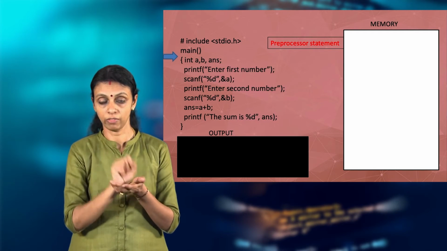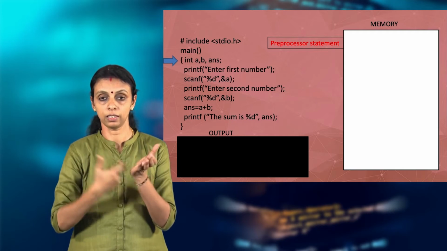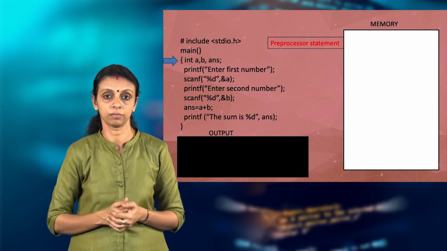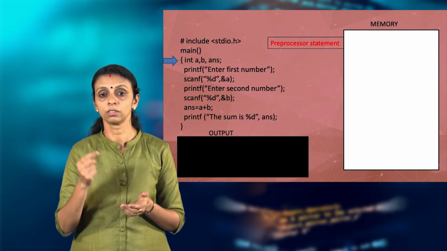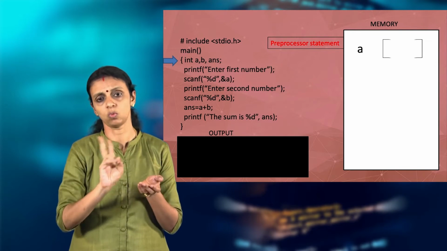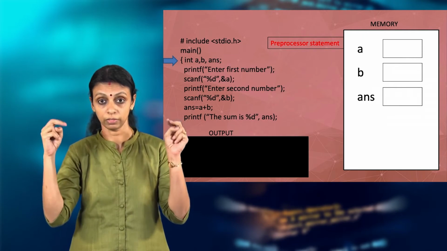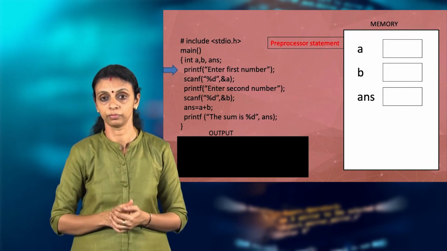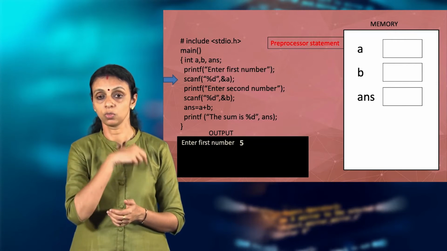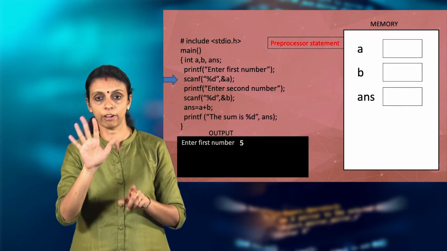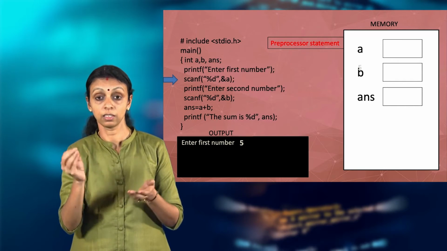Declares three variables in the memory: A, B and ANDs. No value is stored in this memory. Prints this message on screen. User enters a value, for example 5. This value gets stored in A.